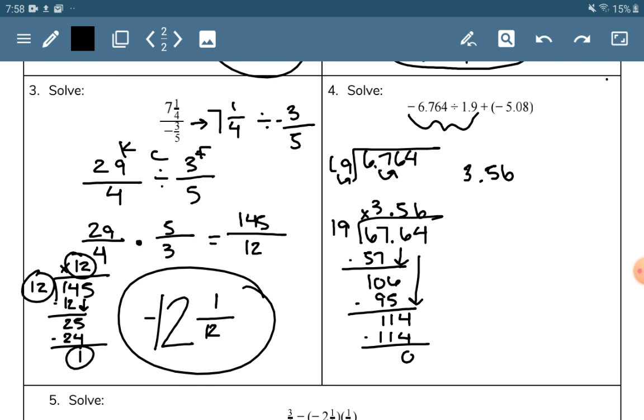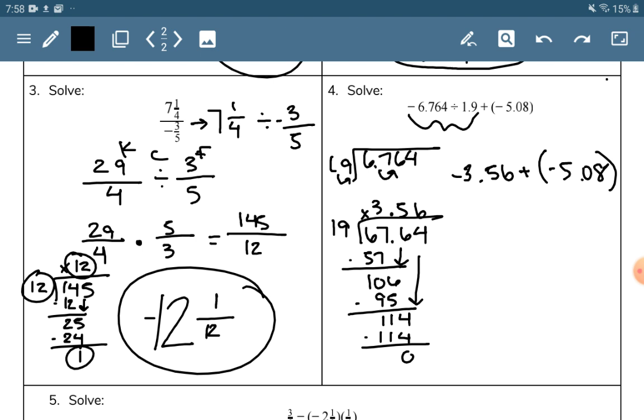I had a negative 6.764 divided by a positive 1.9. What I could say to remind myself of my sign is a bad thing happened to a good person. That means it's a negative answer. Now, if I stopped there, I would be wrong, because I still have not dealt with this plus negative 5.08. I need to deal with that.